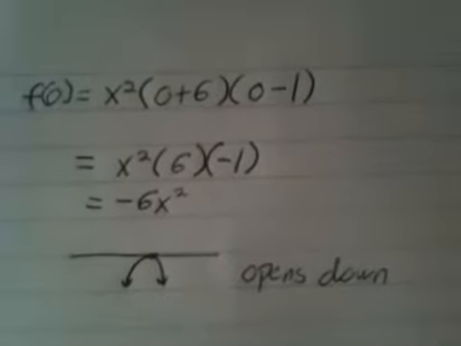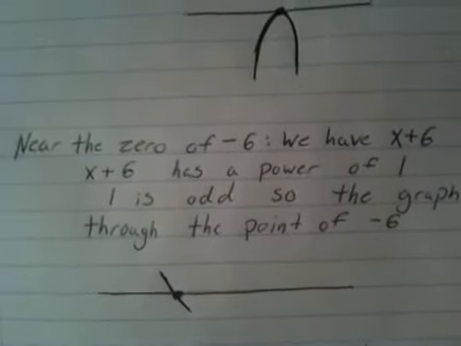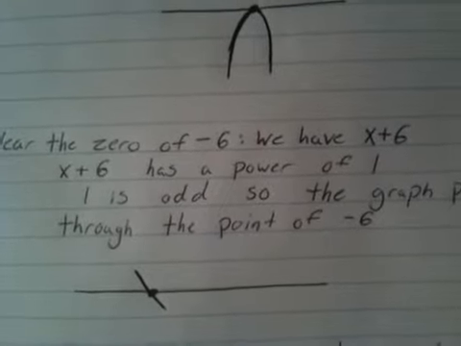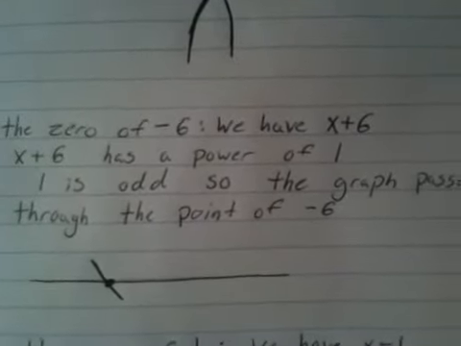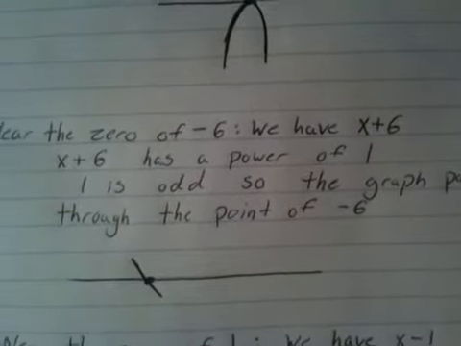giving us the behavior of our zero of 0. Next, we have the zero near negative 6. We have x plus 6. X plus 6 has a power of 1, because x is just an x. 1 is odd, so the graph passes through the point of negative 6.